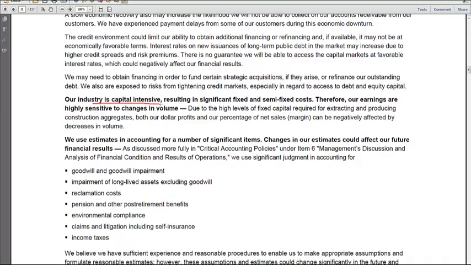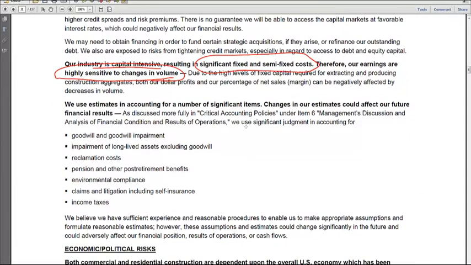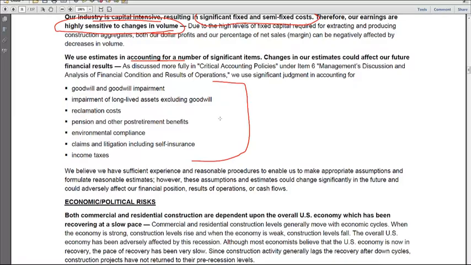Their industry is capital intensive, which means the earnings are highly sensitive to changes in volume. They need high volume to cover fixed costs and semi-fixed costs. So volume is an important thing that drives their business. There's risks in measuring the accounting, and this is sort of boilerplate, but all of these items that we do in the financial statements, we have to make estimates, as you've seen as we've gone through. And so there's a risk that you're looking at the statements and they've made bad estimates.